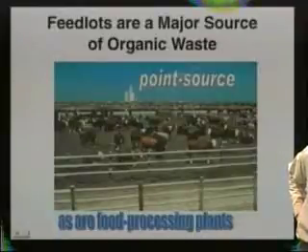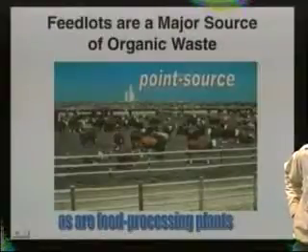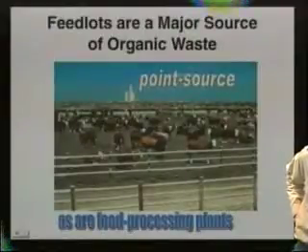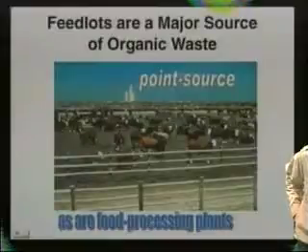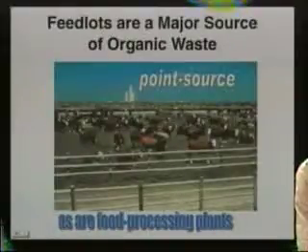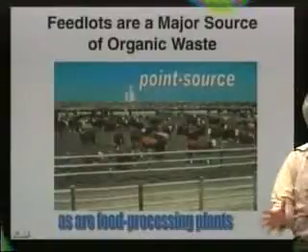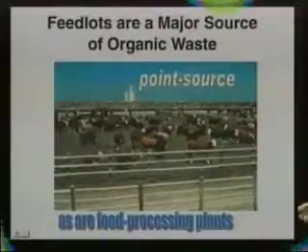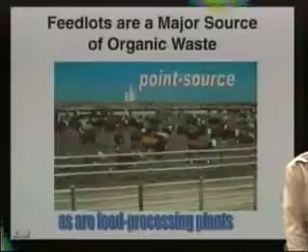Feedlots and food processing plants, you know, turkeys, chickens, the list of animals we process can go on, and that has some organic waste that can come out of those areas. But we know where they are, and usually they would be targeted as a point source type of pollutant.